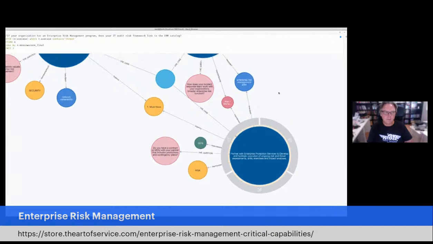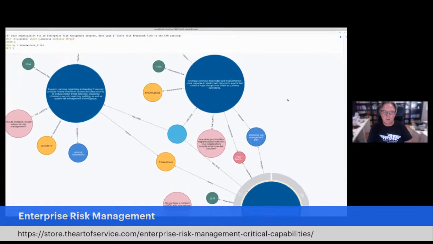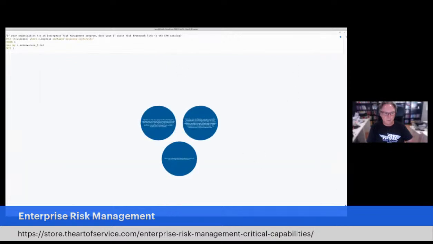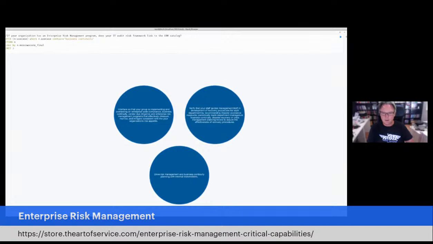All right, threat. So a lot of this has to do with disaster recovery and business continuity. Let's do one more, business continuity. Business continuity, see if it comes up. I have no idea. There we are. So if I want to dive into business continuity, there we go.